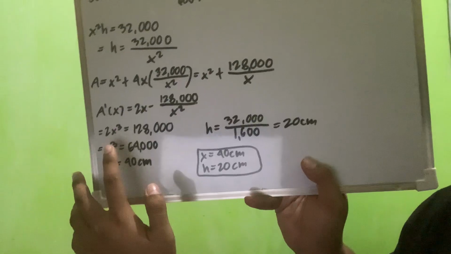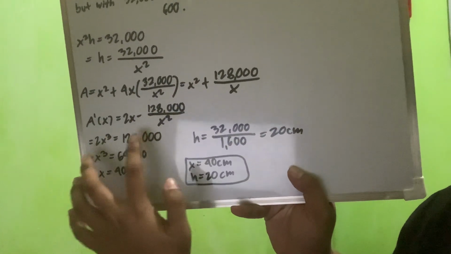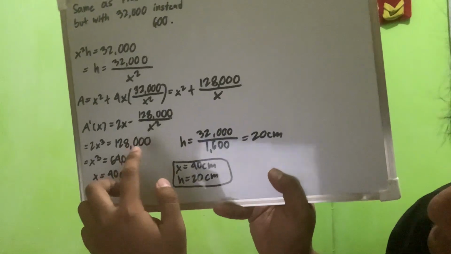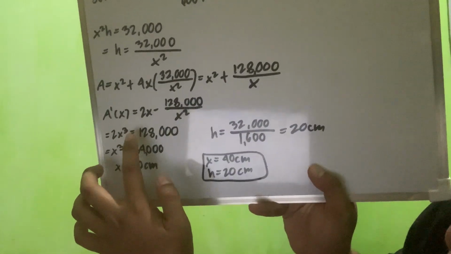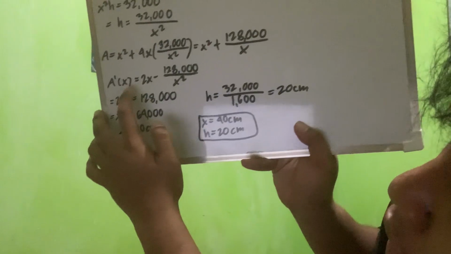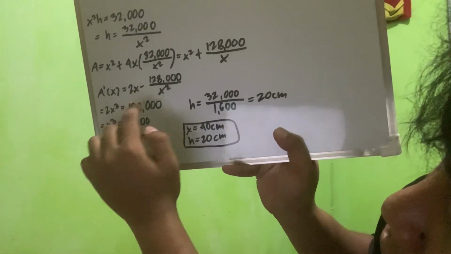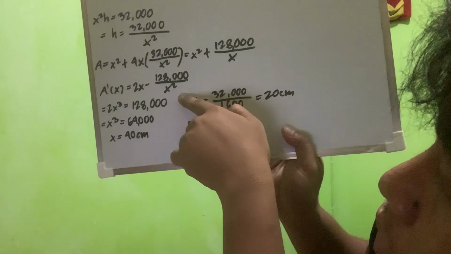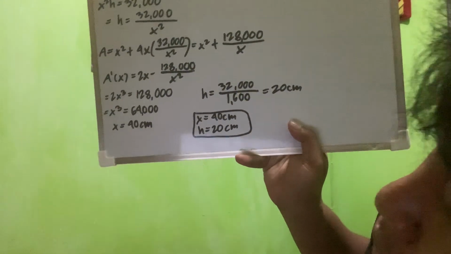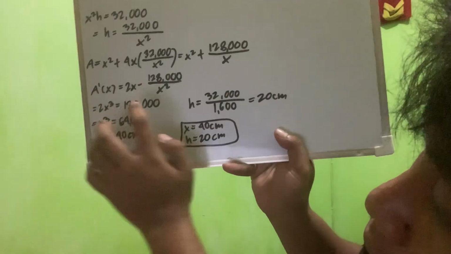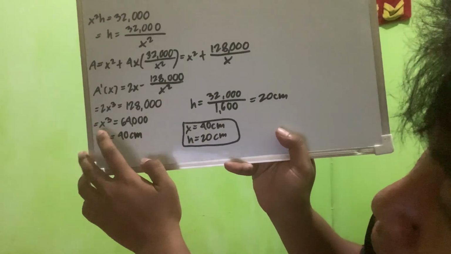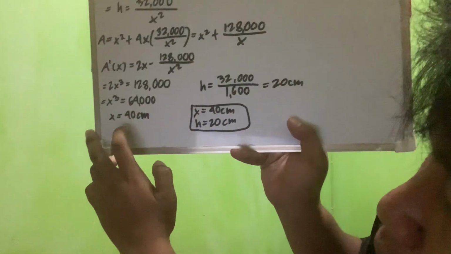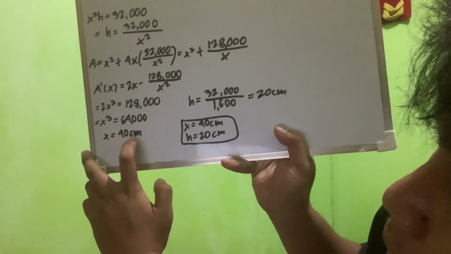So A prime of x equals 2x minus 128,000 over x squared. So 2x cubed equals 128,000. x cubed equals 64,000. So x equals 40 cm.